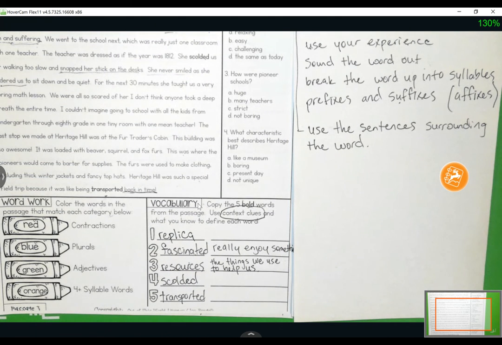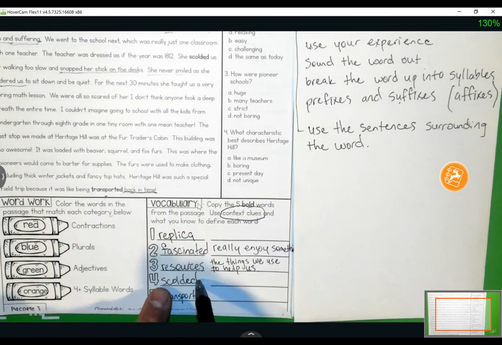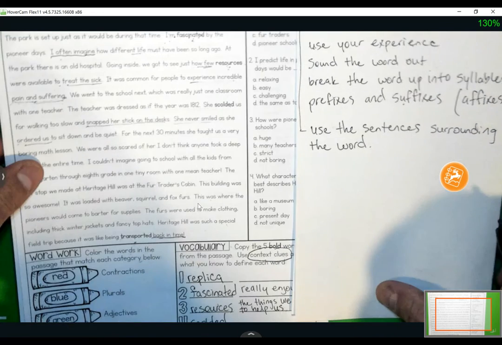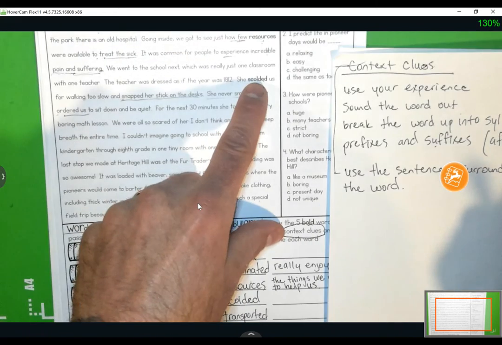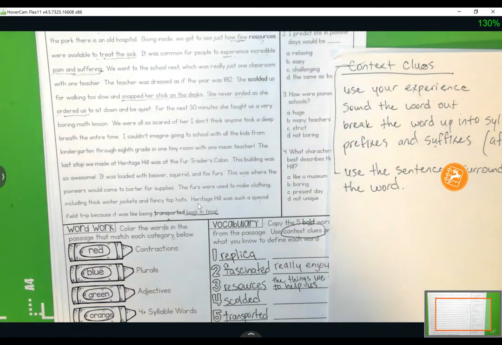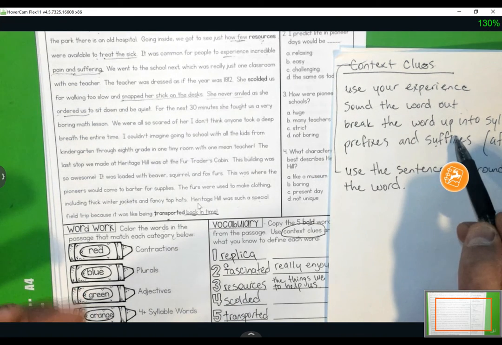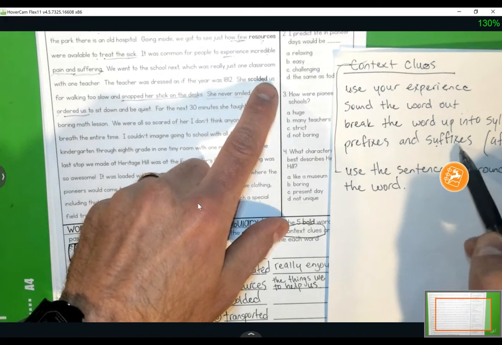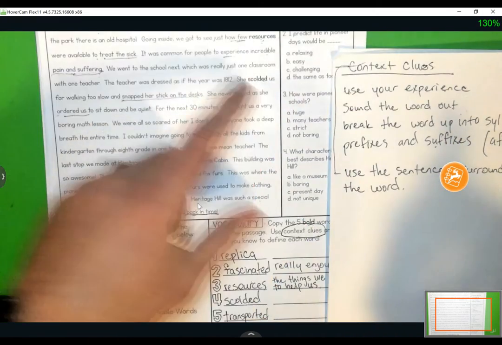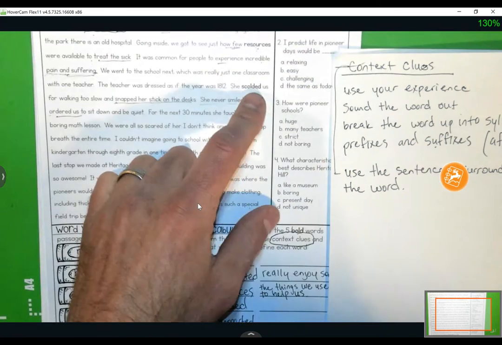Okay. Then the last word that we are going to look at together here is scolded. So, scolded. Use your experiences. What experiences do you have with scolded? Scalding hot water is something that comes to my mind. I've sounded the word out. Break the word up into syllables. I have scold and ed. Scolded. So I have scold. I do think about prefixes and suffixes, ed being the suffix again, but I've also heard that word scalding hot water.